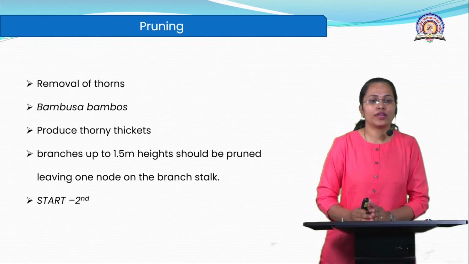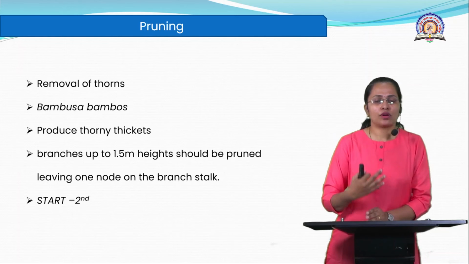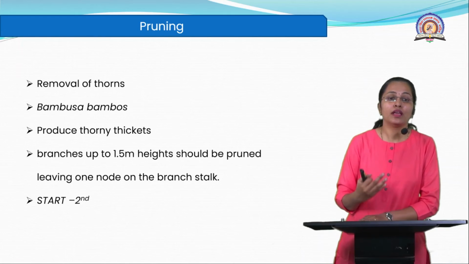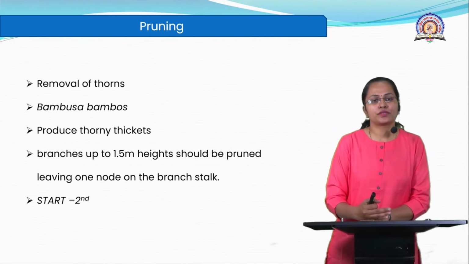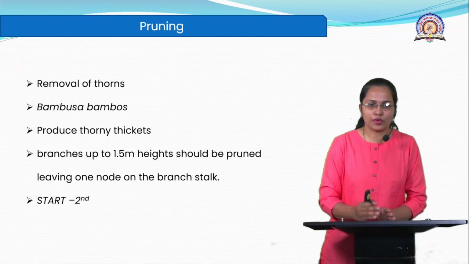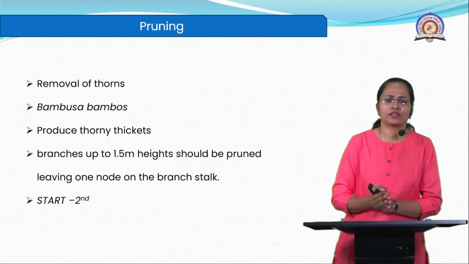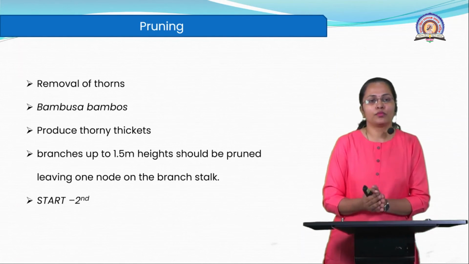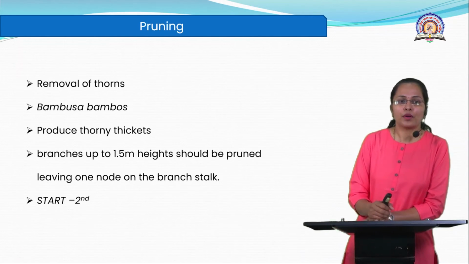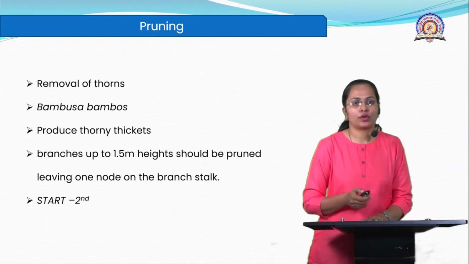This pruning always starts from the second year. From the second year, the plantlets or the bamboo shoots are going to produce thickets, and those thickets should be removed properly. When branches grow up to 1.5 meters, they should be pruned properly from one node. The branches or stalks which have these thorns should be removed properly, which is known as pruning. And in species like bamboos, this thinning is very important to maintain the production of bamboos.